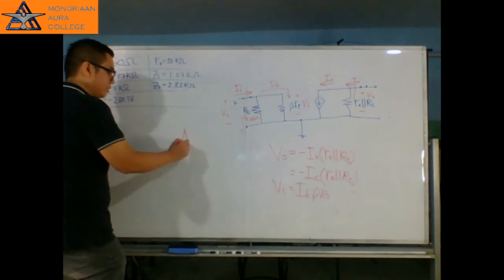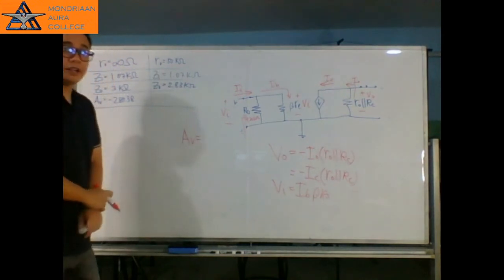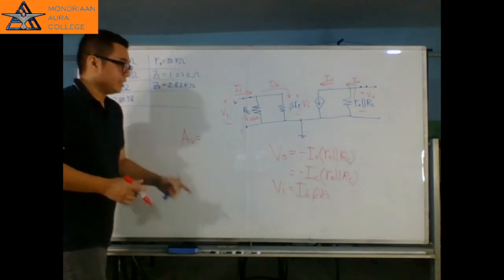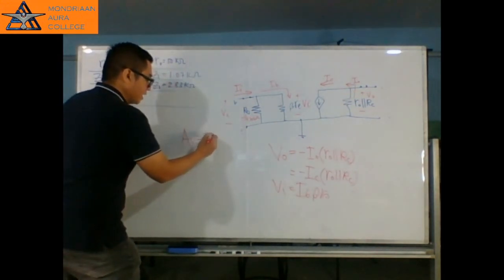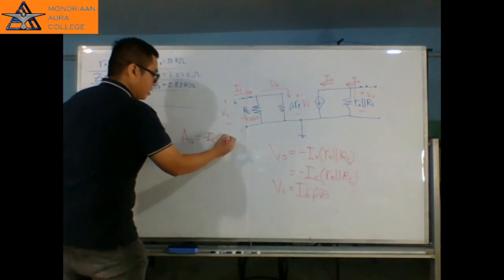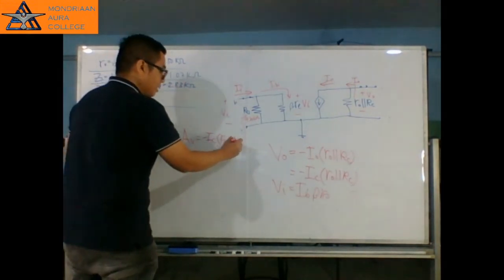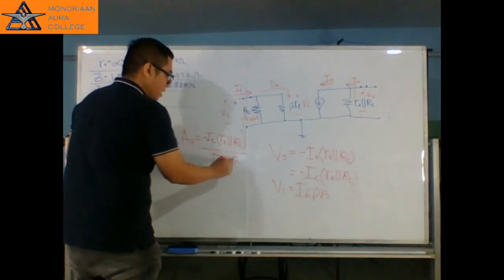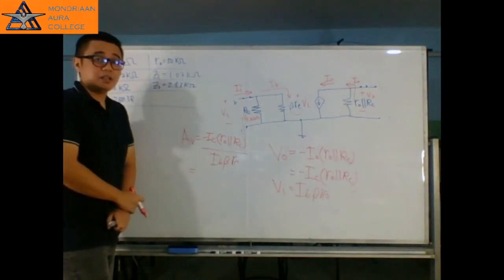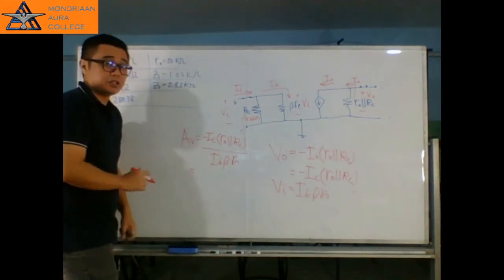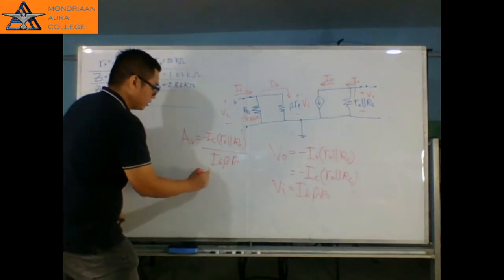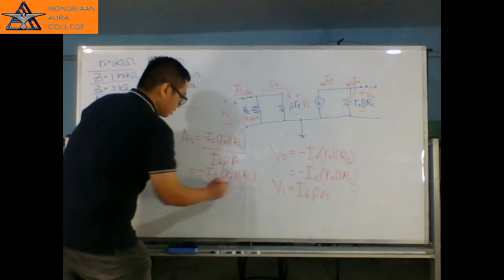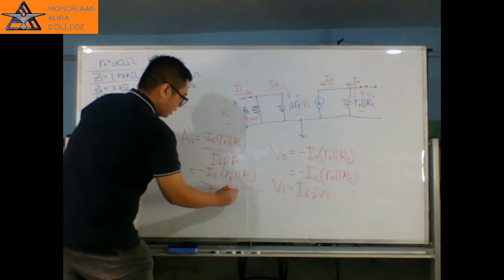Next is, let us now write the equation for the voltage gain. Now, output voltage over input voltage lang naman iyan. This is the output voltage, negative I sub C, times the parallel combination of R sub O and R sub C, divided by I sub B times beta R sub E. Ang I sub B times beta is also equal to I sub C. So parang ginawa natin kanina, we can cancel that out. But let me write it down here, para maintindihan ng lahat. So this is equal to I sub C times R sub E.